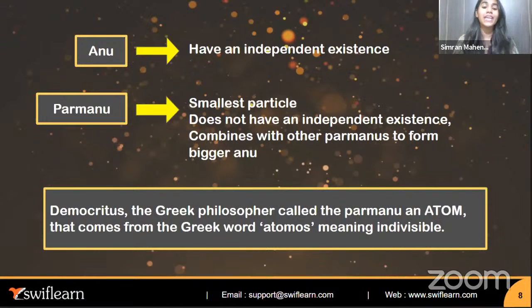So later there was a Greek philosopher who termed parmanu as atoms, and atom was derived from a Greek word atomos. And what is the meaning of atomos? It means the small particle that cannot be further divided, or we could say that atoms are indivisible.